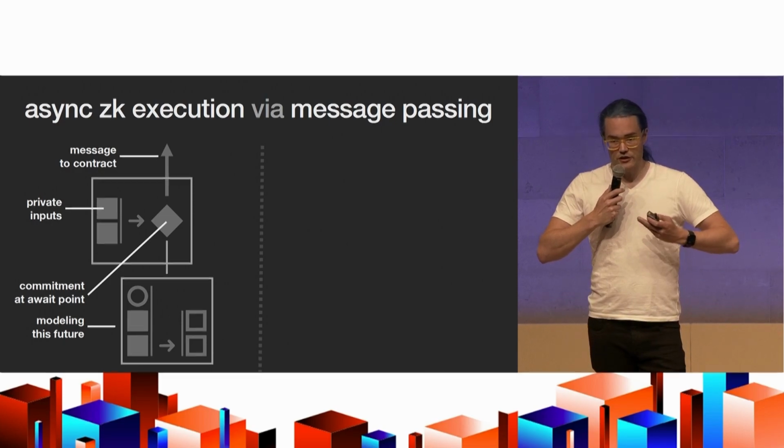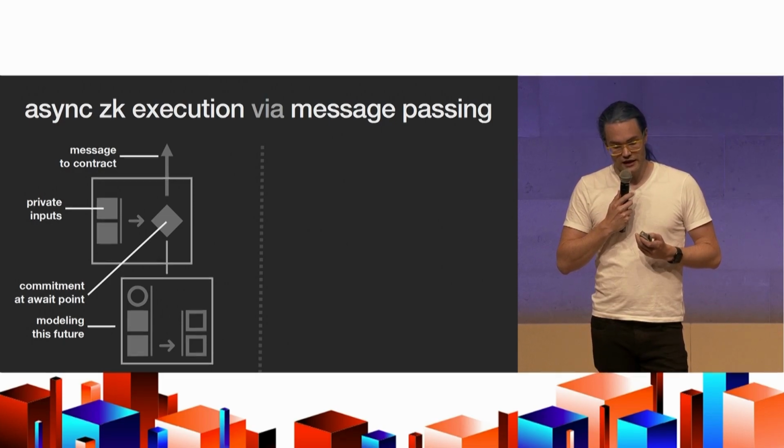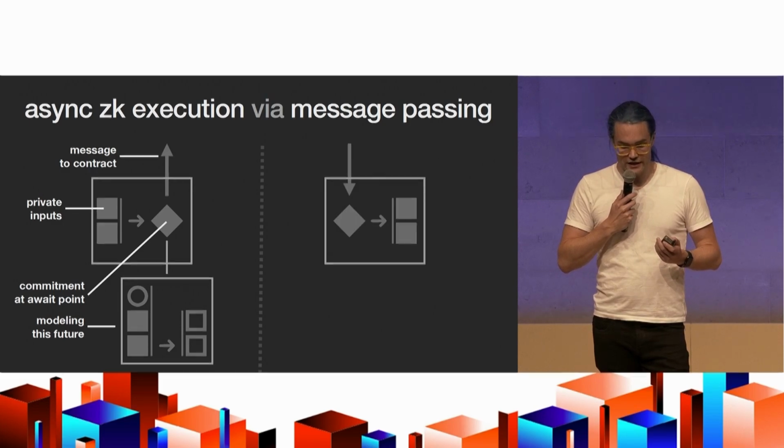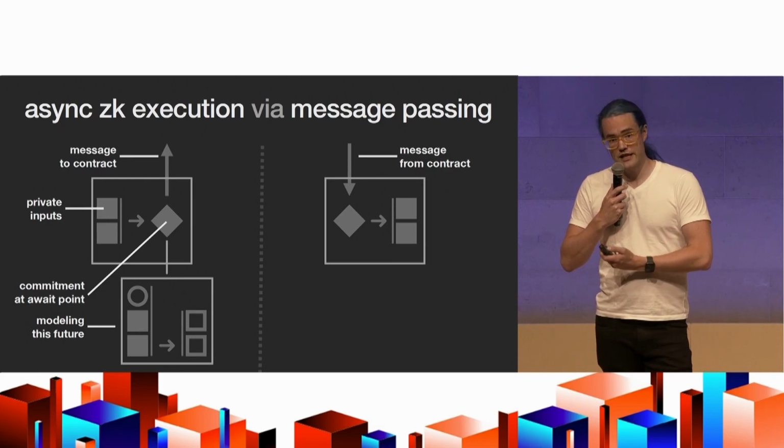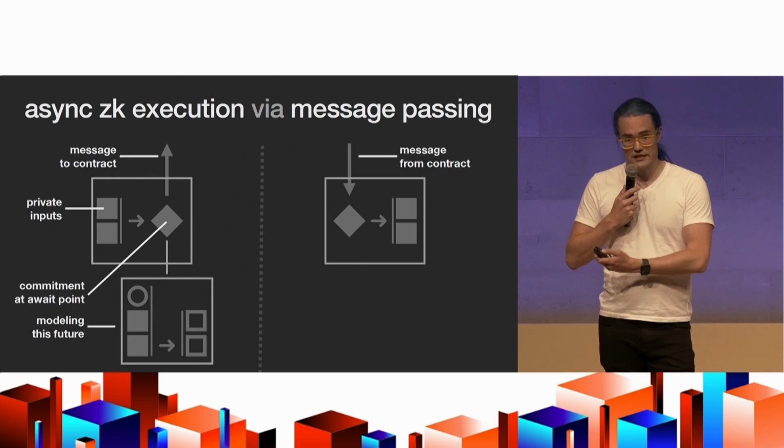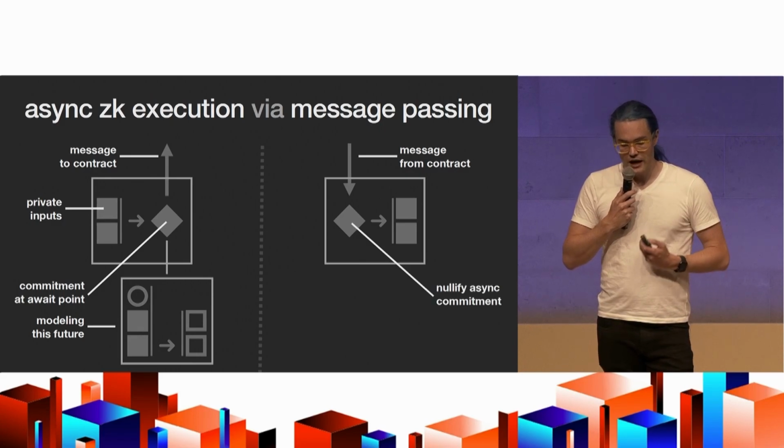You need to commit to all of the intermediate execution state at that moment. And the reason that you do that is so that later, once you get the message from the contract coming back, maybe that's like, hey, your swap was executed with this price. Now we know what the price is. Now you can mint your outputs.